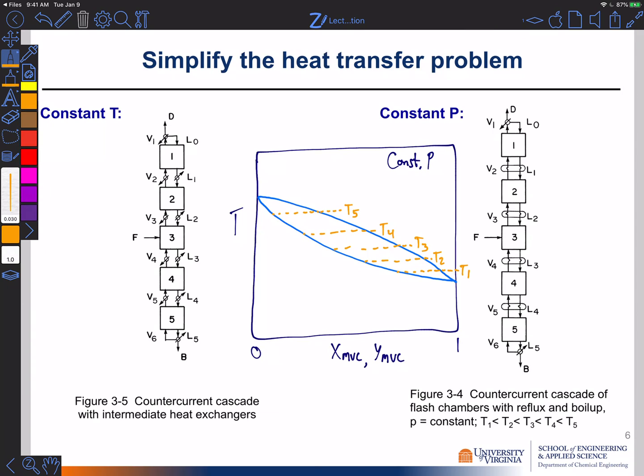Right, we can see that pretty clearly here if we look at Y5, Y4, Y3, so on and so forth. So what we're doing as we set up this constant pressure cascade is we're using temperature to drive the separation. And we're going to get the more volatile component toward the top of the column, and we're going to get the less volatile component in the liquid phase down toward the bottom of the column, right?